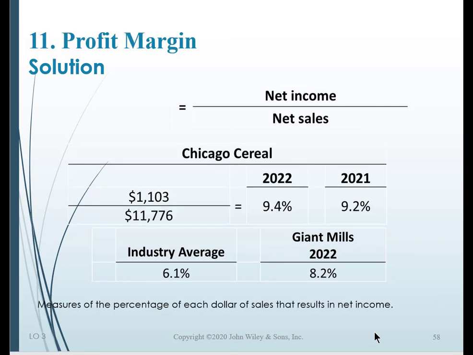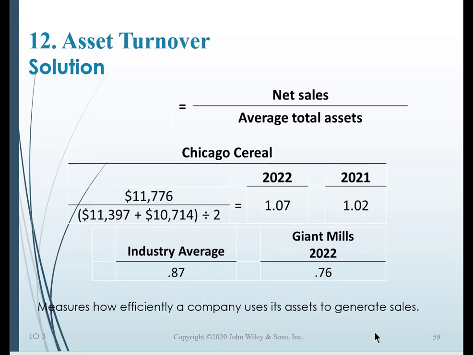Now let's look at profit margin. We're at 9.4. We were at 9.2. Obviously, we're getting better, 3% better, and 33% better than our industry average. And we're a little bit better than Giant Mills. So again, on the profitability side, we have 3 measures so far, and we are doing much better than what our competitor and the industry are doing.